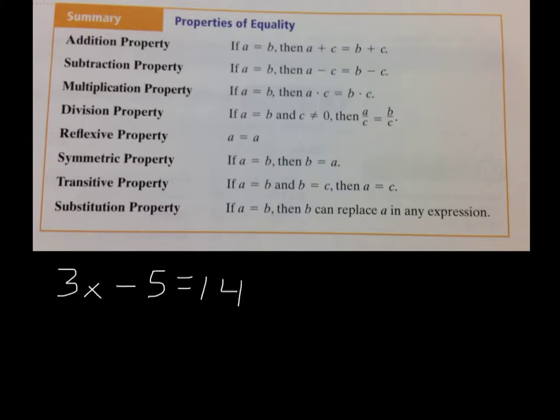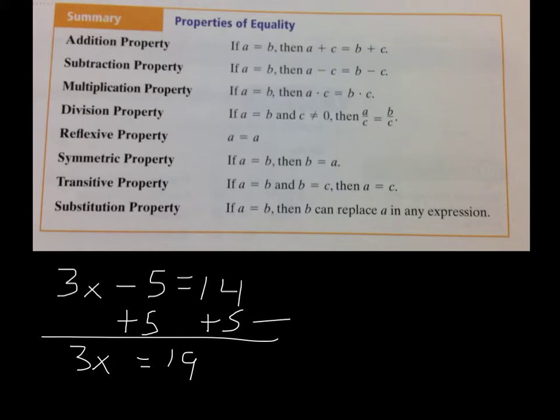The addition property of equality simply states that if you add the same thing to both sides of an equation, you get equivalent equations, such as if we add 5 to both sides of this equation, we will get 3x equals 19. Right here, we have used the addition property of equality.